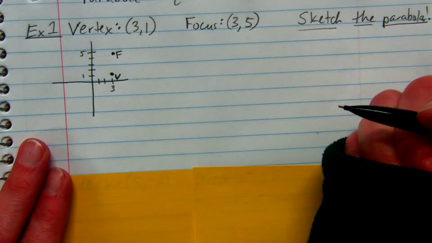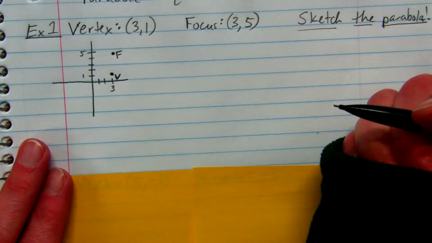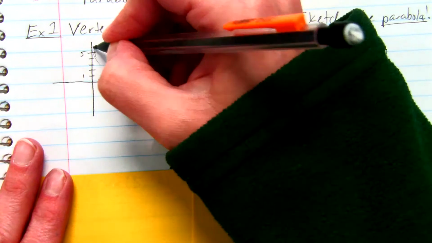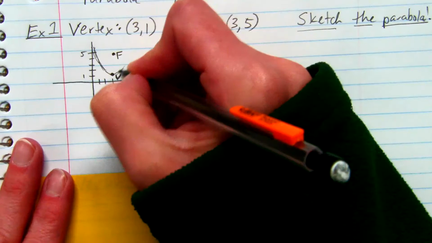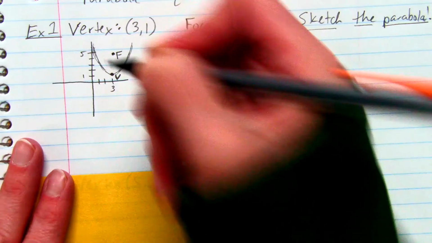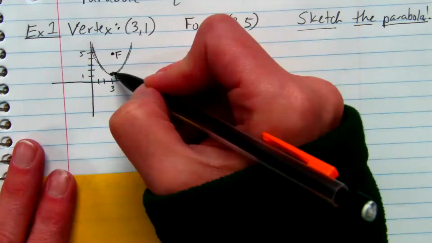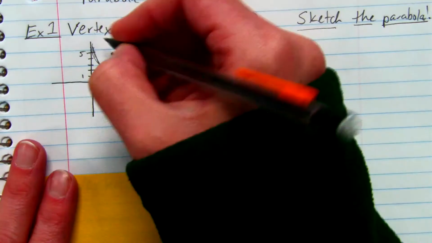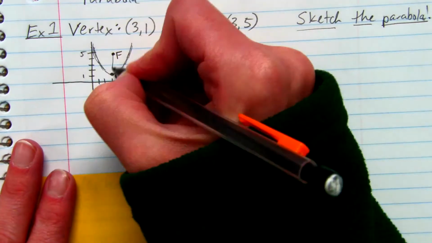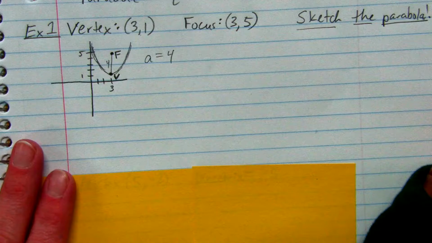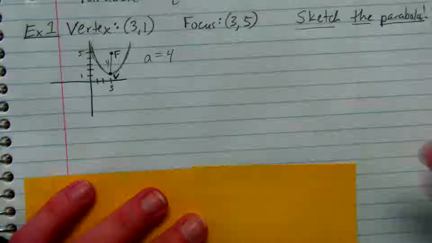Now, from this information, we can figure out which direction the parabola will open. The focus is always inside the parabola, so we don't know exactly how wide this is going to be. But we could have a rough sketch here of what direction that's going to open. And this also gives us information if we know the distance from V to F, which in this case goes from 1 to 5, that's a distance of 4. That tells us that a equals 4, and we're going to use that in our equation.